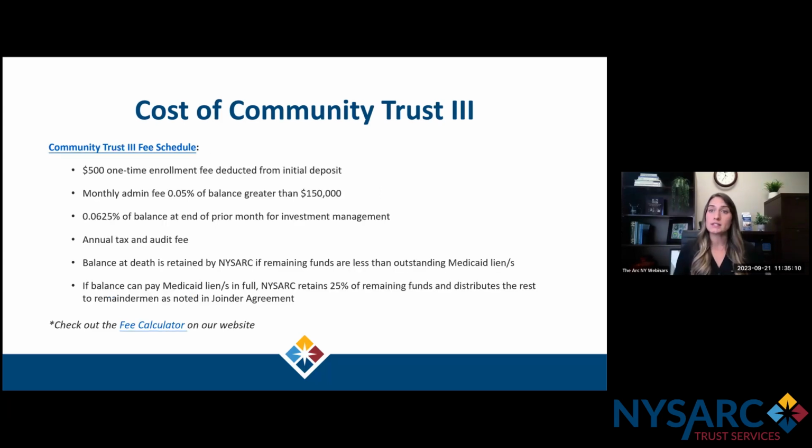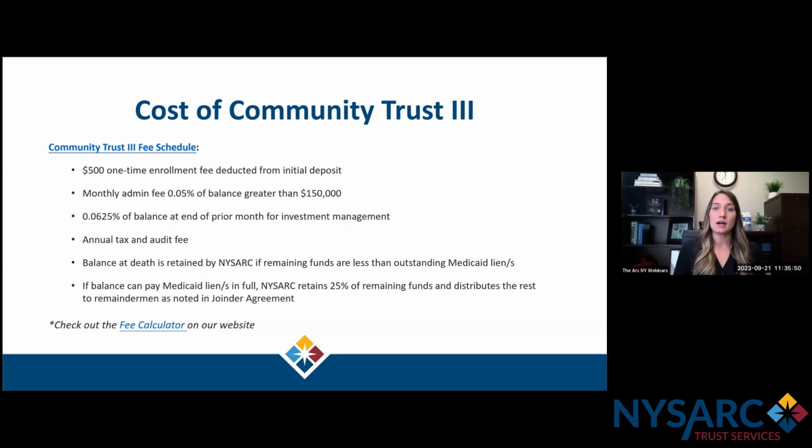Community Trust 3, because it is a larger initial deposit of over $250,000, the structure is a little bit different. There's a $500 one-time enrollment fee, again, deducted out of the initial deposit. Monthly fees for the administrative services of NYSARC are slightly lower when the balance is over $150,000. And then that fee will increase once the balance gets below $150,000. So again, we refer you to the current fee schedule for any questions you have on that. Same bank fees across all programs, and once a year, they will incur an annual tax and audit fee.